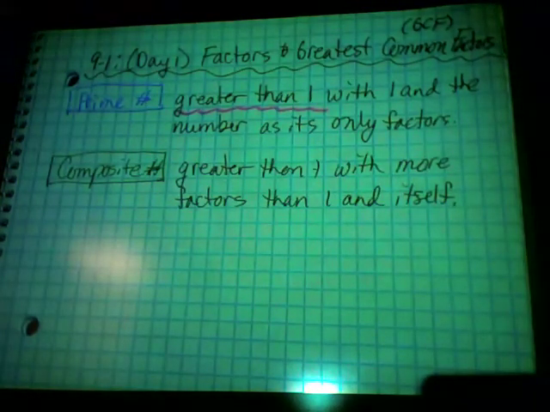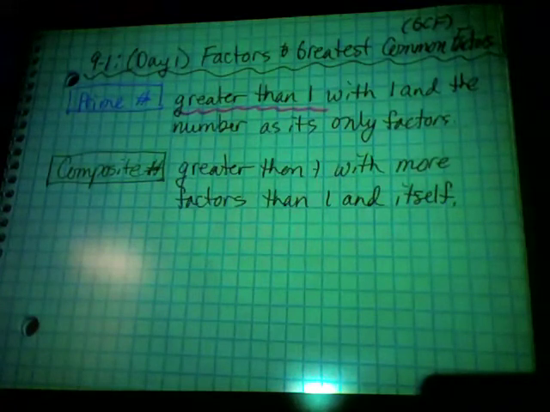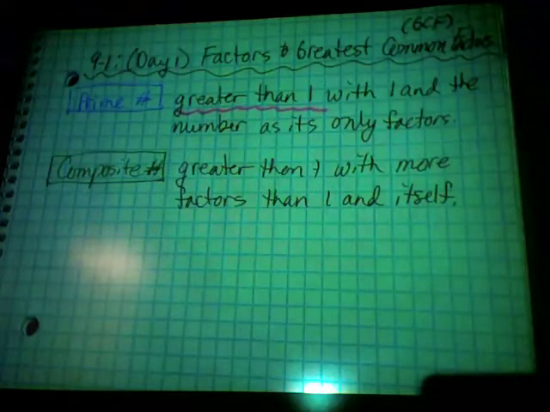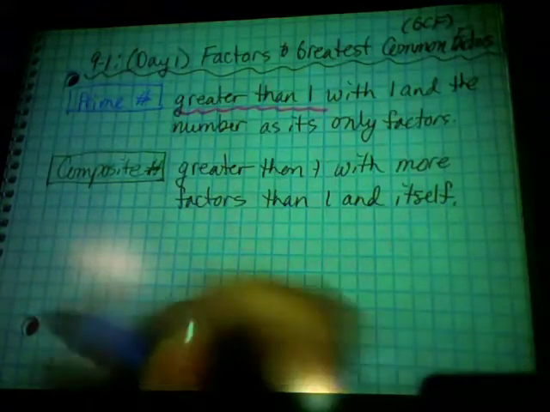So most numbers fall into either the prime or the composite category. So what if I put 1 on your test and said, is it prime or composite? What would your answer be? Neither. What about 0? Neither. All right, so let's look at some examples. Example 1.